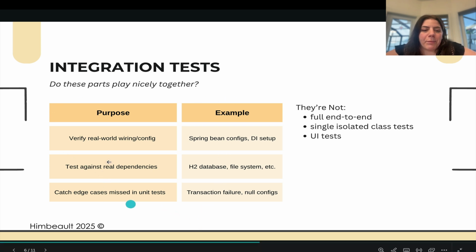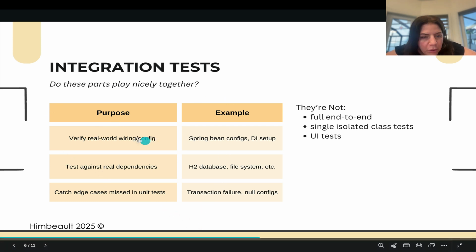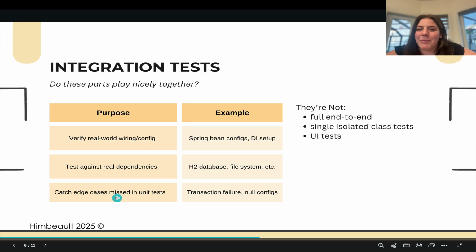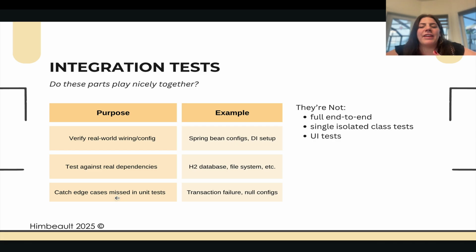So here is the purpose, right? We want to verify real world wiring and config. That kind of feels like a tongue twister. We want to test against real dependencies, and we want to catch edge cases that we might have missed in our unit tests. Because even if we've potentially mocked up as much as we could in our unit tests, we isolated as much as we could, sometimes there are just pieces that it turns out we don't feel like we can isolate right now.